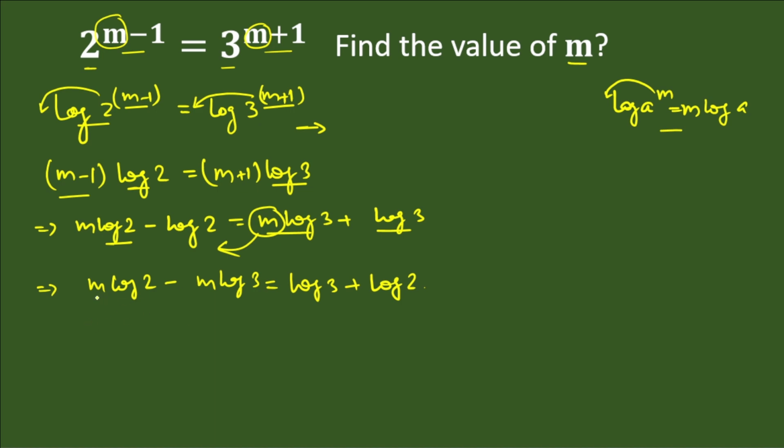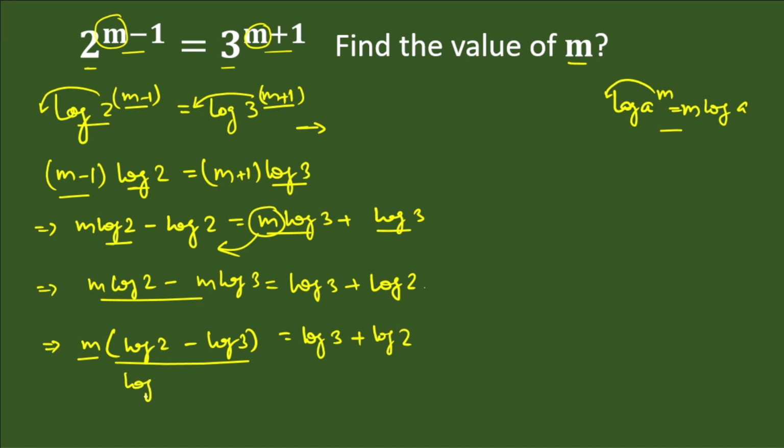Now we'll simplify this. From these two terms, we can take m common, and the remaining is log 2 minus log 3. And on the right hand side, it is log 3 plus log 2. Now for calculating the value of m, we'll divide both sides by log 2 minus log 3. On the right hand side also, we'll divide by log 2 minus log 3. On the left hand side, the numerator and denominator will cancel. So we have calculated the value of m here.